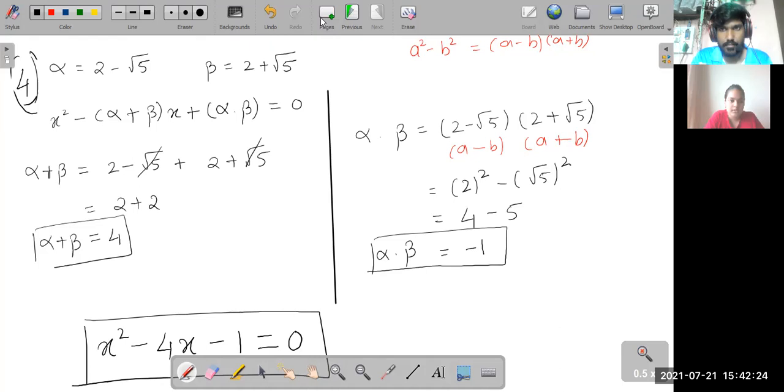I just have one question. Why would it be minus 4x? The formula. X square minus alpha plus beta. And then how would it be minus 1? Minus 1 because we got minus 1 here, 4 minus 5 is minus 1. But then in the formula it is plus. So plus alpha into beta, that is minus. Yes, done.